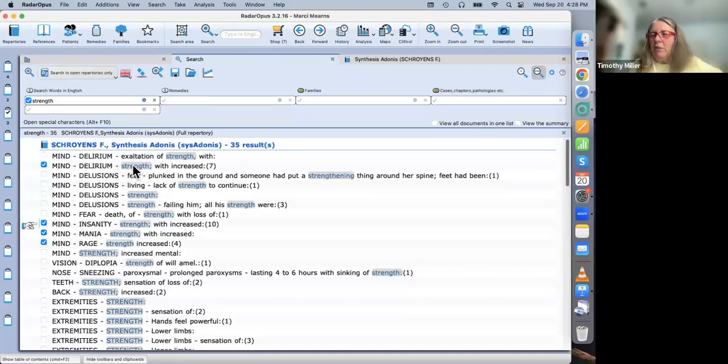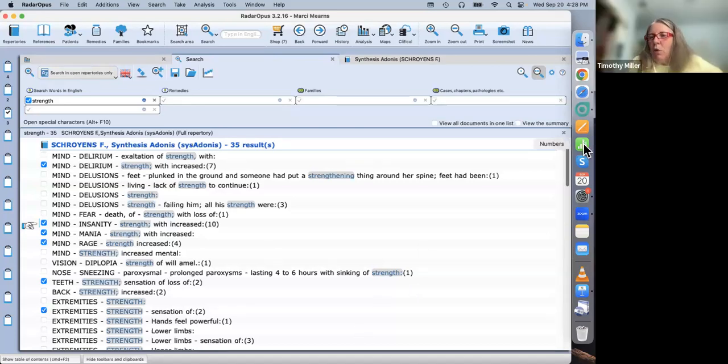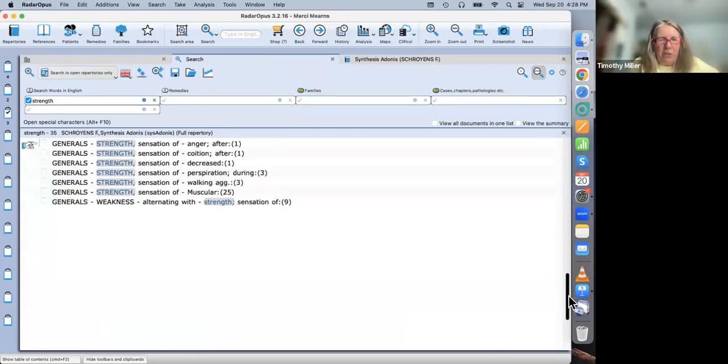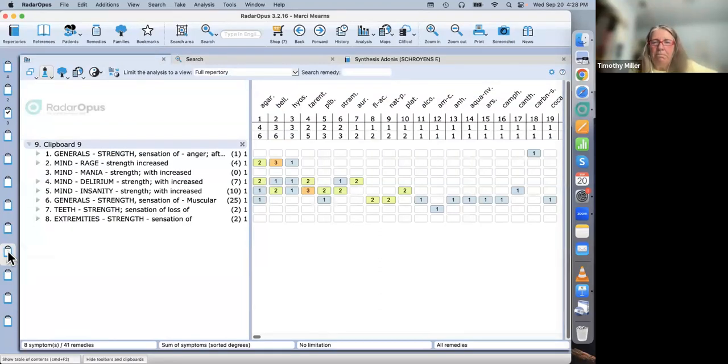Well, I call this my shopping list. So I take a look here and you see there's a little box just to the left of the rubrics. I just click the box, as many boxes as I want. I can go through here all the way down to generalities and say, yeah, sensation of muscular strength. Yeah, I like that one. Ooh, strength after anger. See, I select as many as I like. And then any one of these, I'm going to drag down to a lower clipboard. Any one of these that I drag, it pulls the entire list in.